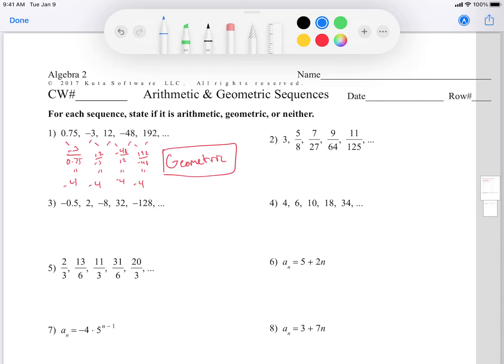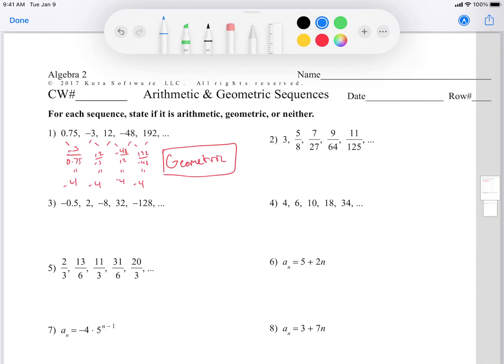What's the difference between 3 and 5/8? 5/8 minus 3 is equal to 5 over 8 minus 24 over 8, which equals negative what? 5 minus 24, so it's minus 19 over 8. Then if I took 5/8 and subtracted 19 over 8, I'd get negative 14 over 8, and so on and so forth. So this pattern doesn't actually work. It's not arithmetic, so let's try geometric.